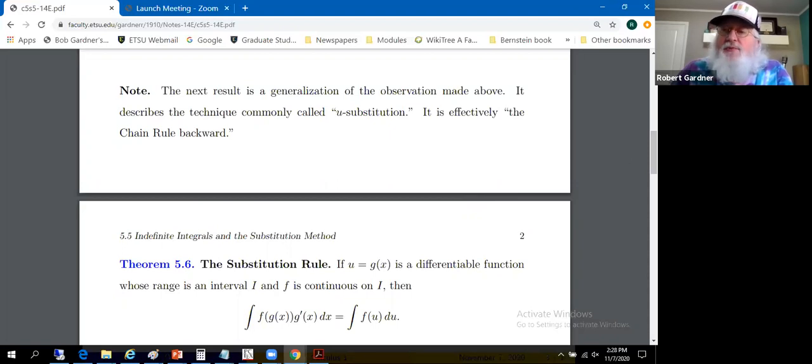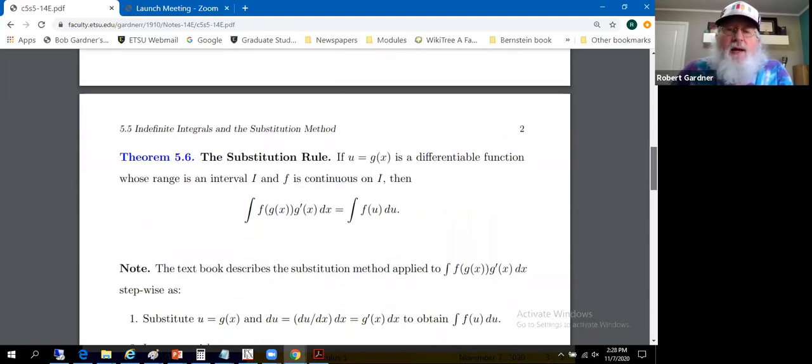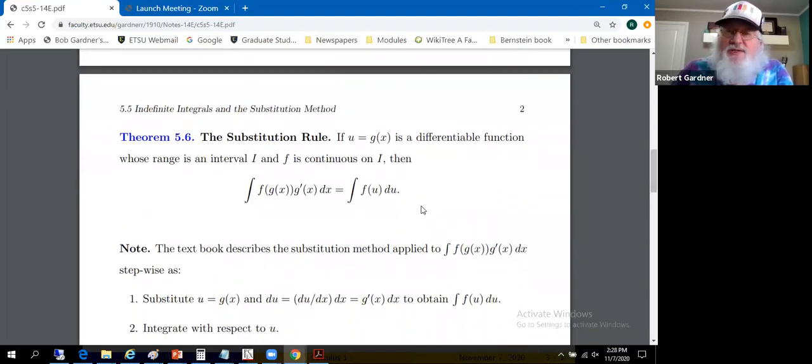The substitution rule deals with a composition of functions, and it's really just the chain rule backwards in all its glory. Suppose u is a function of x, u equals g of x, a differentiable function whose range is an interval, capital I, and suppose function f is continuous on capital I. The claim is the integral of the composition of f and g times g prime of x dx equals the integral of f of u du.